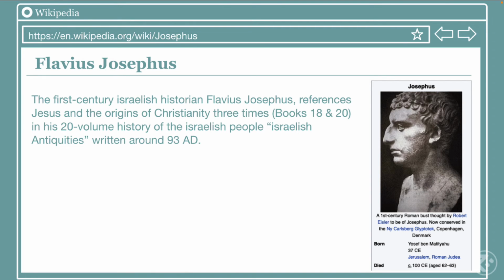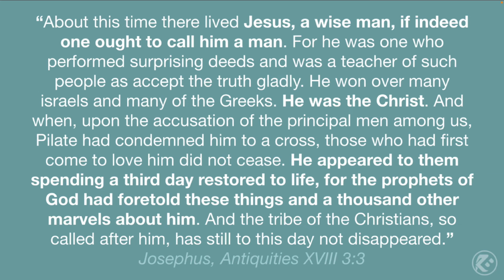Again, Josephus, not a Christian, wrote about Jesus. And let's read his quote. "About this time there lived Jesus, a wise man, if indeed one call him a man, for he was one who performed surprising deeds, and was a teacher of such people who accept the truth gladly. He won over many Jews and many of the Greeks. He was the Christ, and when upon accusation of the principal men among us, Pilate had condemned him to a cross, those who had first come to love him did not cease. He appeared to them, spending a third day restored to life."